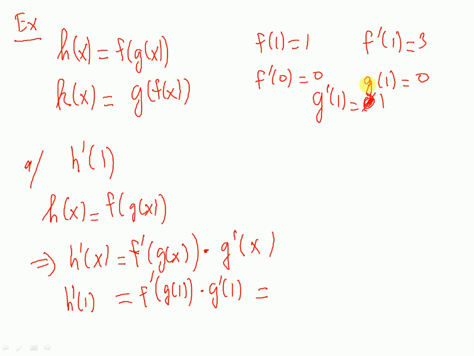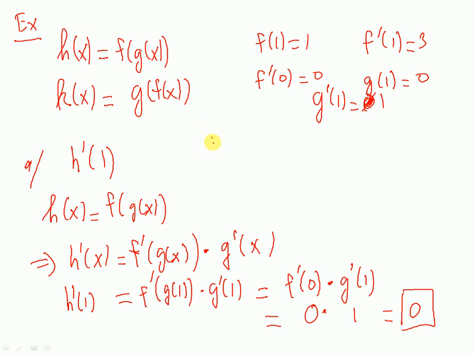Remember, g of 1 gives you 0. That means you plug in the 0 here. So f prime of 0 multiplied by g prime of 1. f prime of 0 is what? It's 0. Multiply by g prime of 1. g prime of 1 is 1. But 0 times 1 is just 0. So the value is just 0.